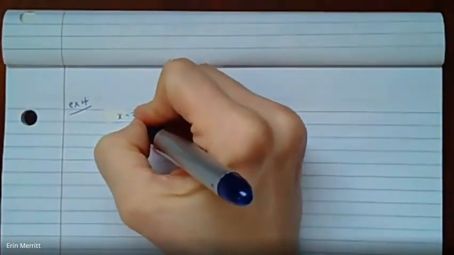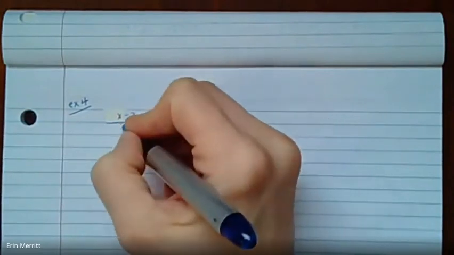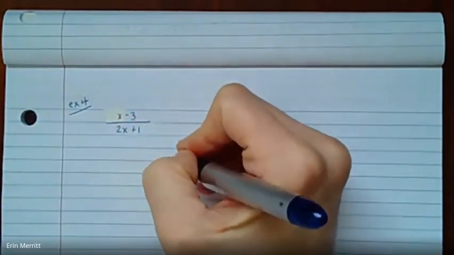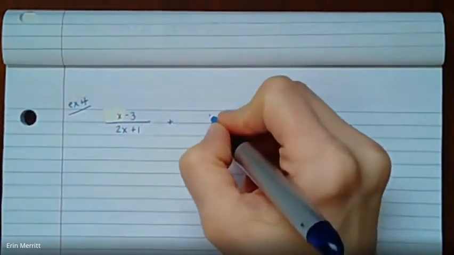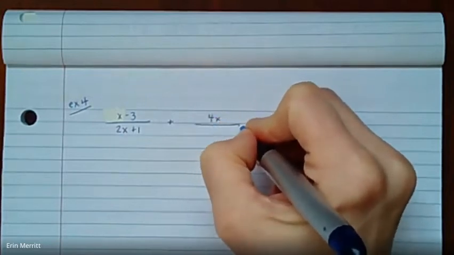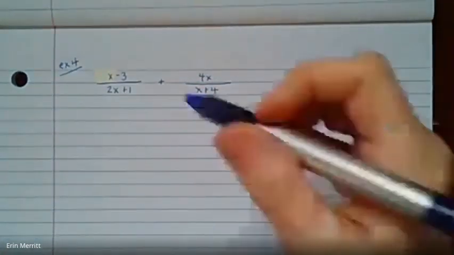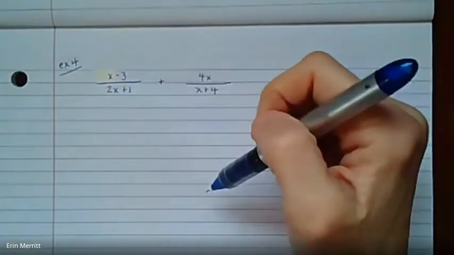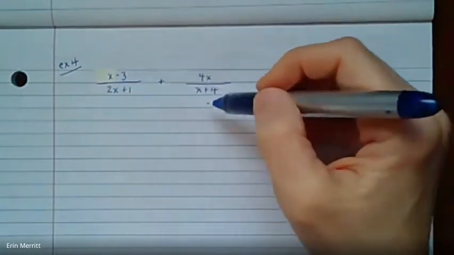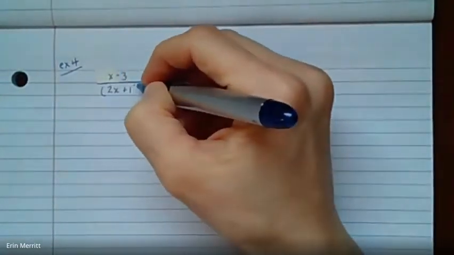All right, for example 4, we have x minus 3 over 2x plus 1, and then plus 4x over x plus 4. All right, I like this example because when you look at the denominators, there's nothing to factor. So if this is the simplest form, same here, consider that factor all by itself.